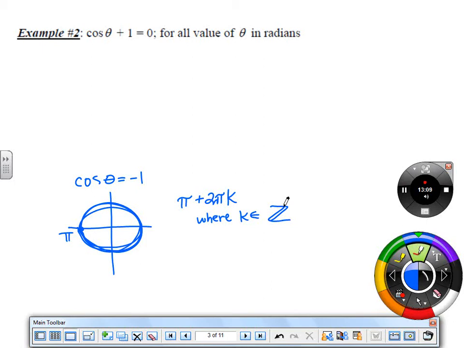Is this okay with everybody? So I identified the location, and then I want to tell them, hey, you can go around the circle as many times as you want, forwards, backwards, whatever. And the way I tell them that is 2 pi k, around the circle as many times as you want, but k needs to be a positive, negative, or 0 whole number. So k has to be an integer. Okay? Is this all right with everybody?